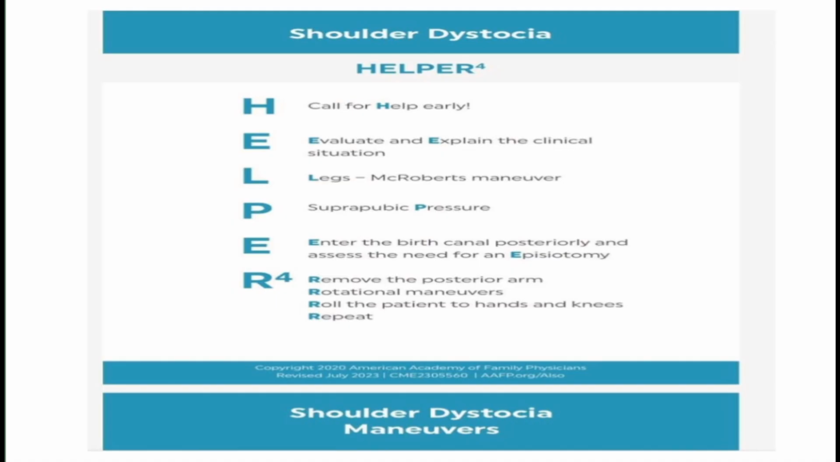We're going to remove the posterior arm. Okay, we're going to perform our rotational maneuver, such as the Woods corkscrew maneuver. We're going to roll the patient onto her hands and knees, which is the Gaskin maneuver, and also if all this fails, we can look to the Zavanelli maneuver.